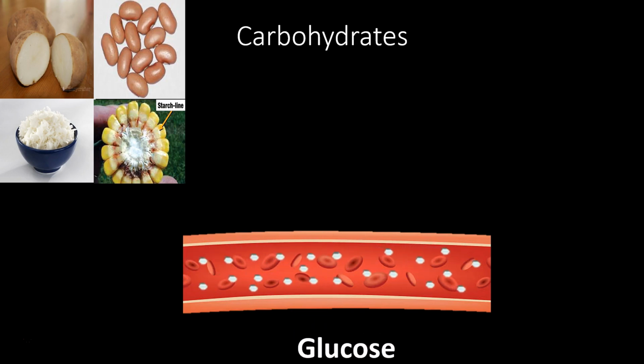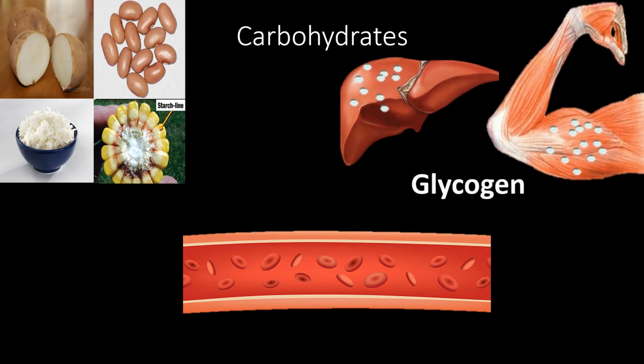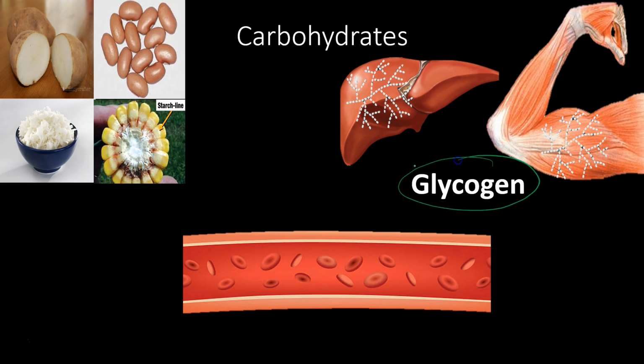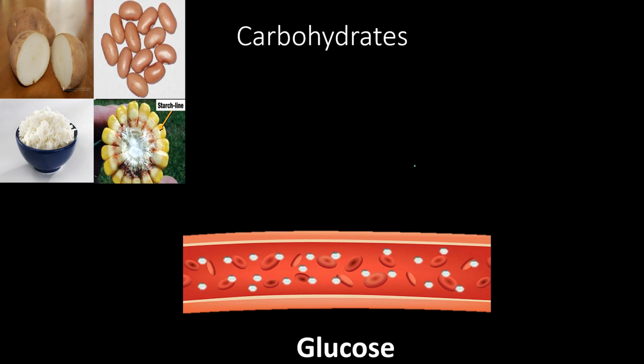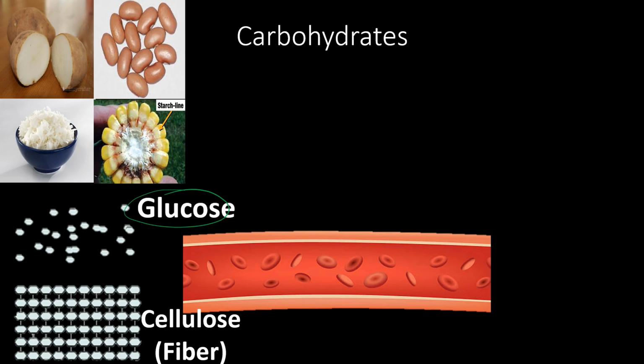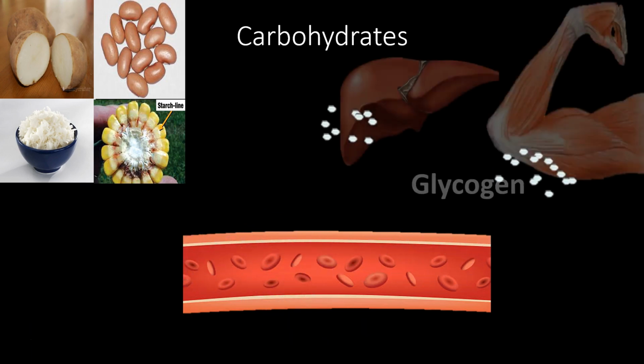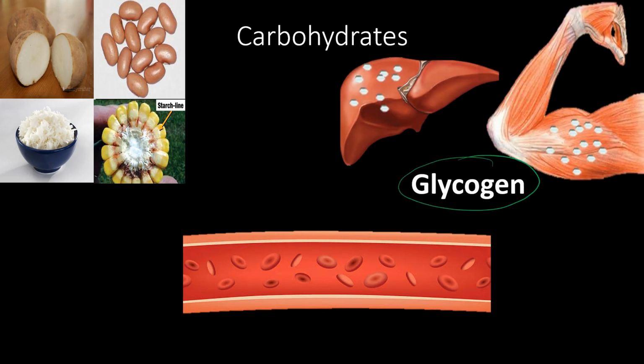After it hits our blood, it's going to go to our liver and to our muscles and get reassembled into glycogen. Because remember, glycogen is an animal form of carbohydrates. Starch is a plant form of carbohydrates. So we're going to eat that starch, break it down into glucose, that hits our blood, and then it gets stored in our liver and our muscles as glycogen, okay?